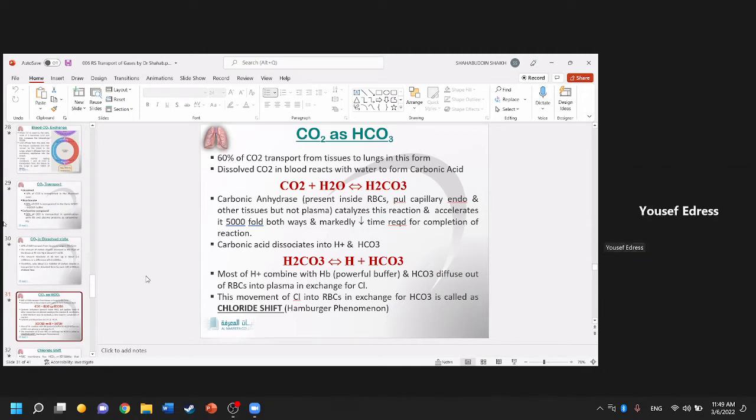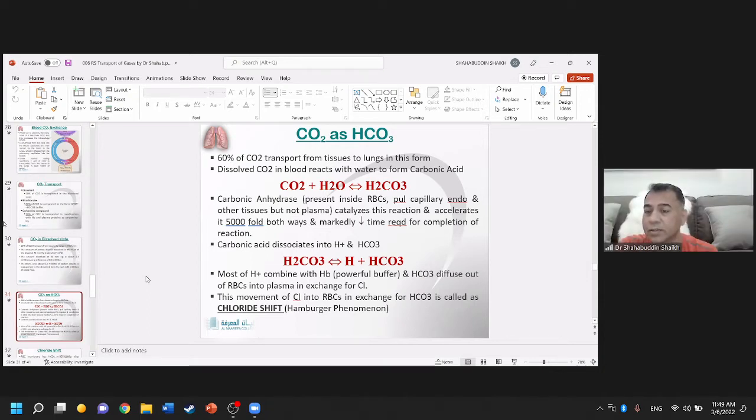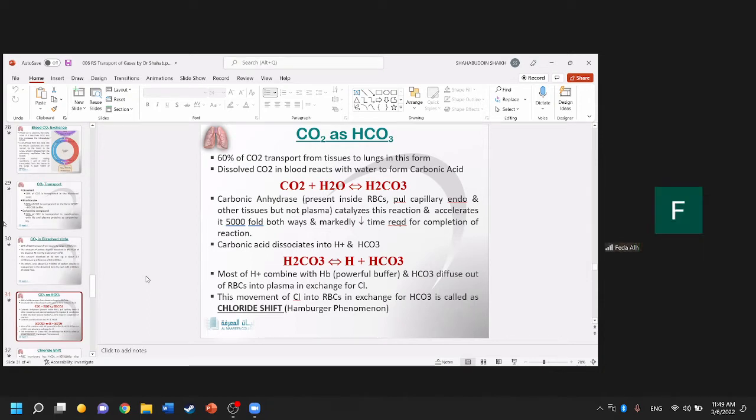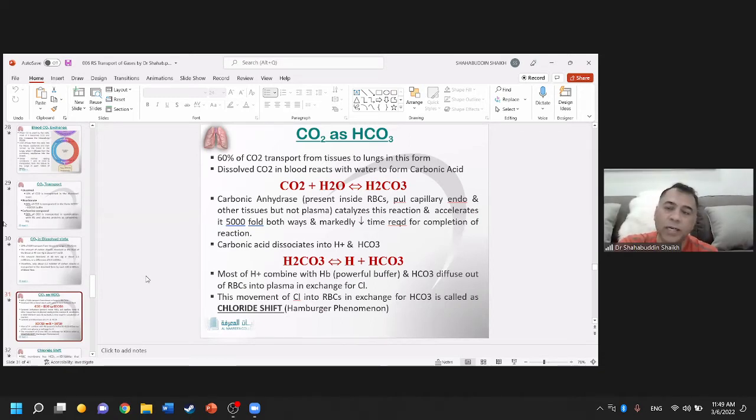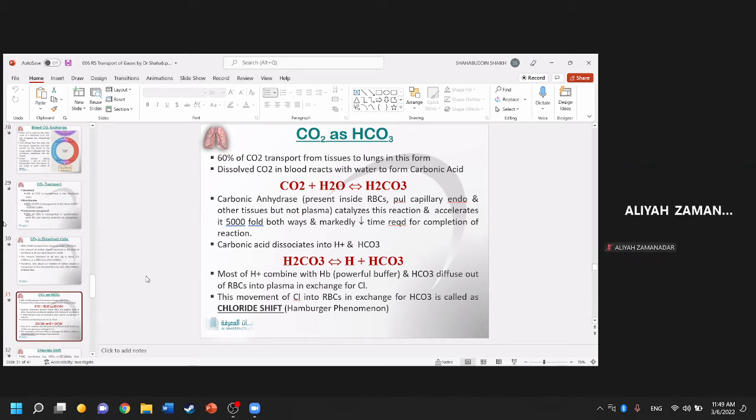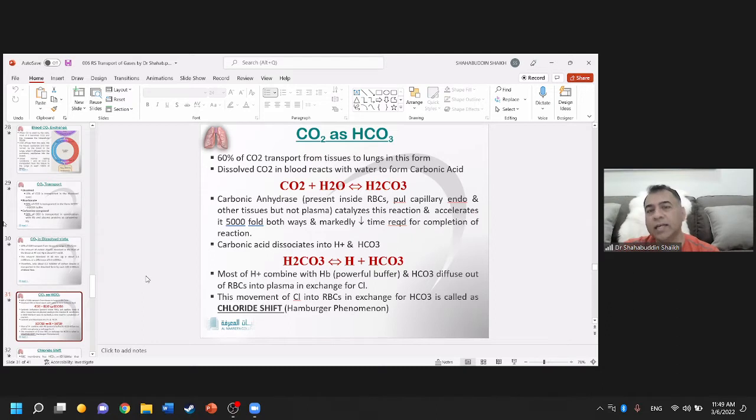In which method does chloride shift occur? During carbon dioxide transport as bicarbonate, chloride shift occurs. In which method does reverse chloride shift occur? At the level of the lung, in CO2 transport as bicarbonate form. Very good.